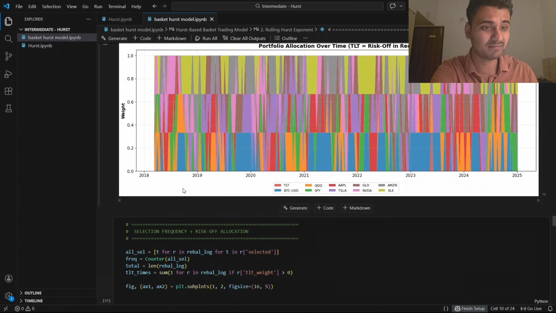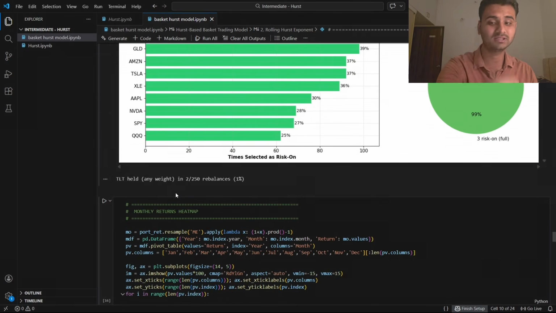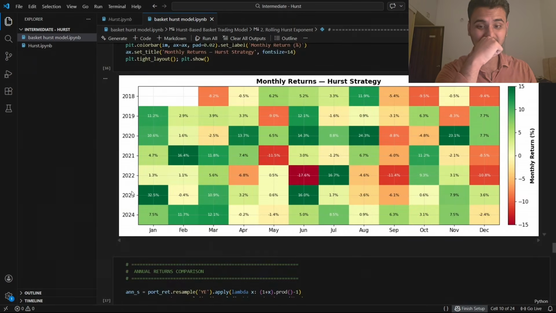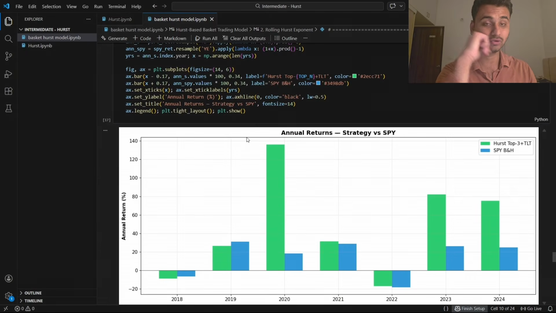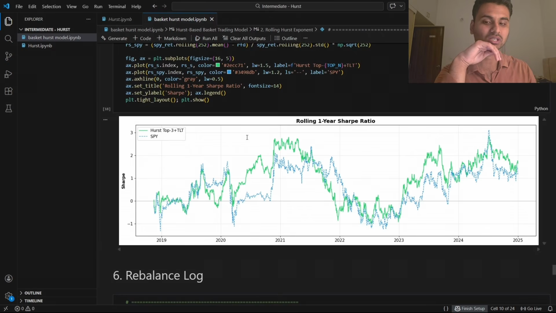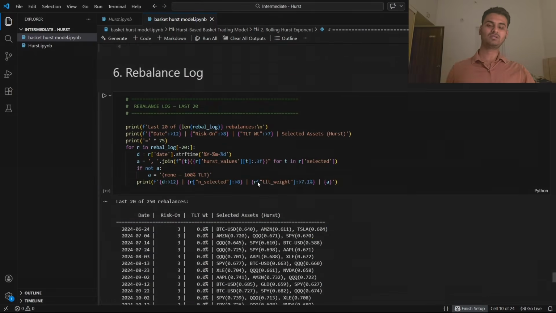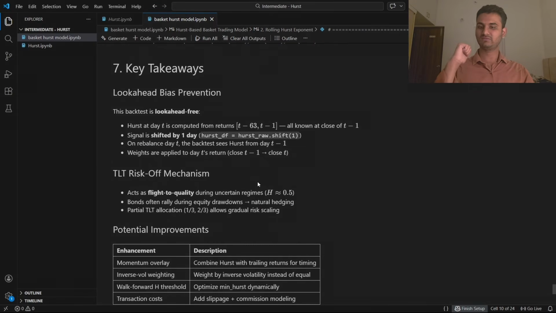This is the 250 rebalances chart and TLT held in any weight, the heat map for monthly returns, the annual return comparison, and the rolling Sharpe. Rolling Sharpe is very important, so you know at given periods of time what the Sharpe ratio of your portfolio and your model was. Then the rebalance log. Key takeaways: the backtest is look-ahead bias free. The risk-off mechanism is quality because we are going to a low risk asset.